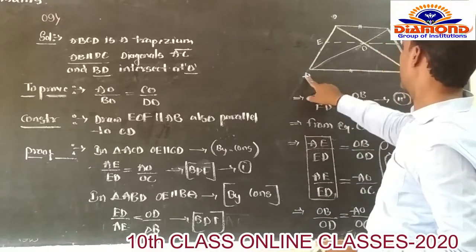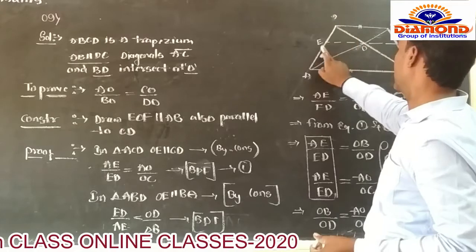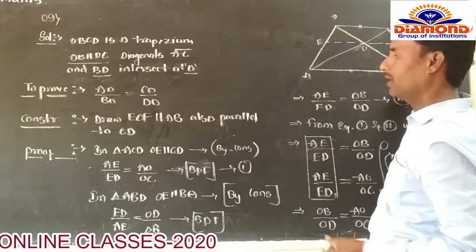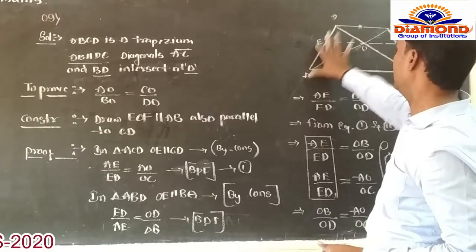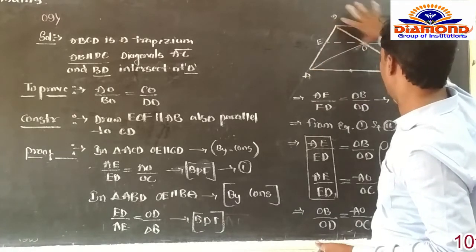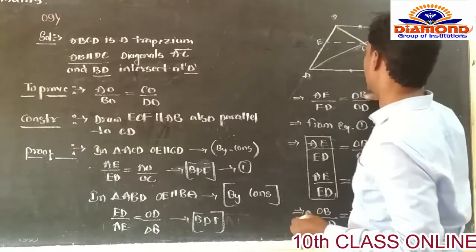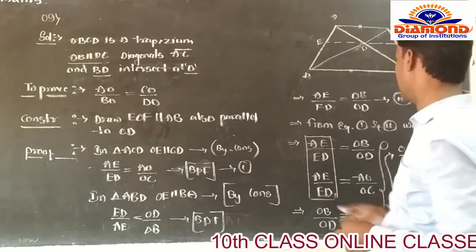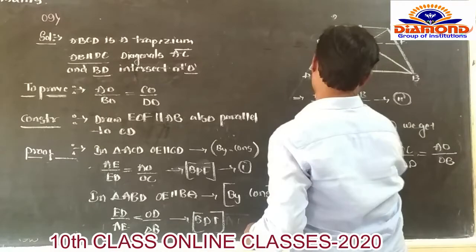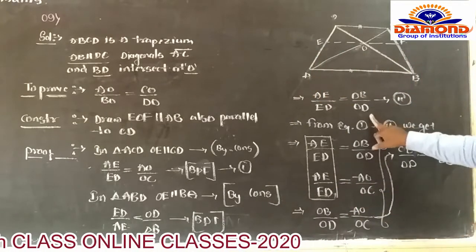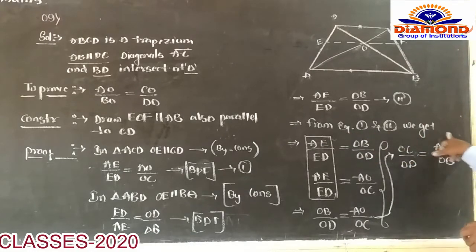Similarly, we took here triangle ABD. Here EO is parallel to AB. So we can write ED by AE is equal to DO by OB. Write here, take the reciprocal, because this triangle is like this, so if we reverse, we will get AE by ED is equal to OB by OD. This is the second equation.